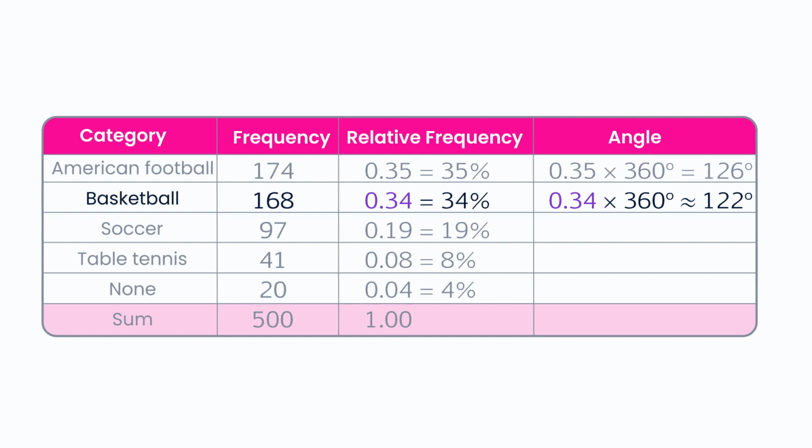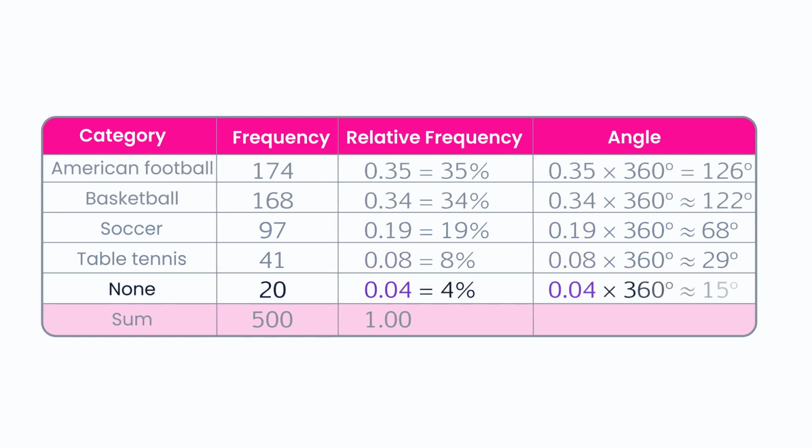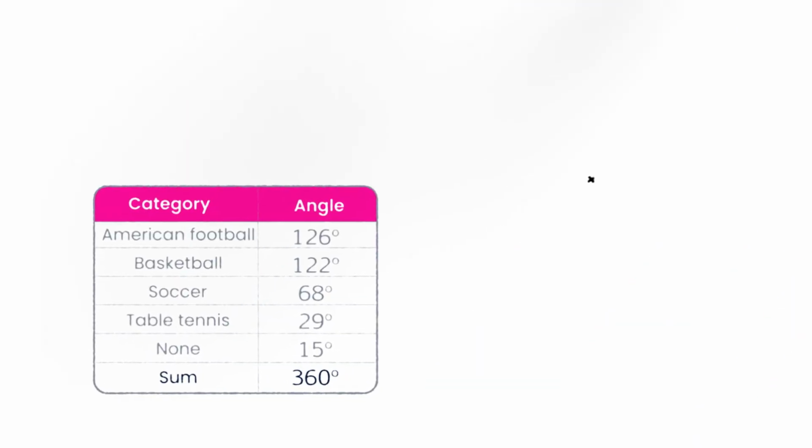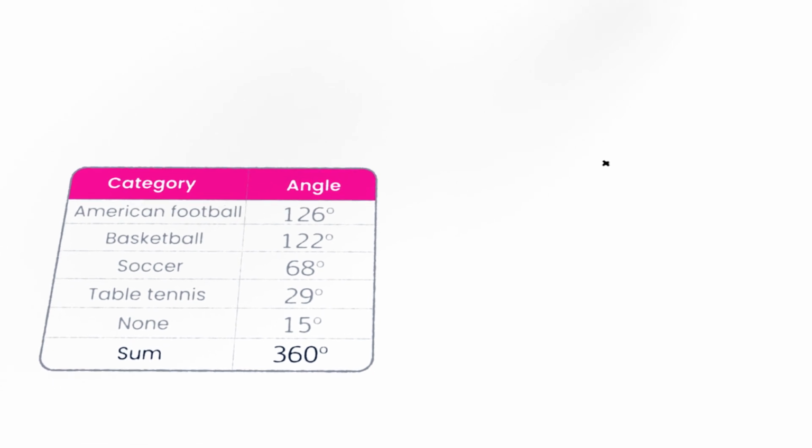The sizes of the angles of the remaining categories are 68 degrees, 29 degrees, and 15 degrees. The numbers in this column should add up to 360, so let's just make sure that they do. 126 plus 122 plus 68 plus 29 plus 15 equals 360. You are now ready to slice your pie into pieces.